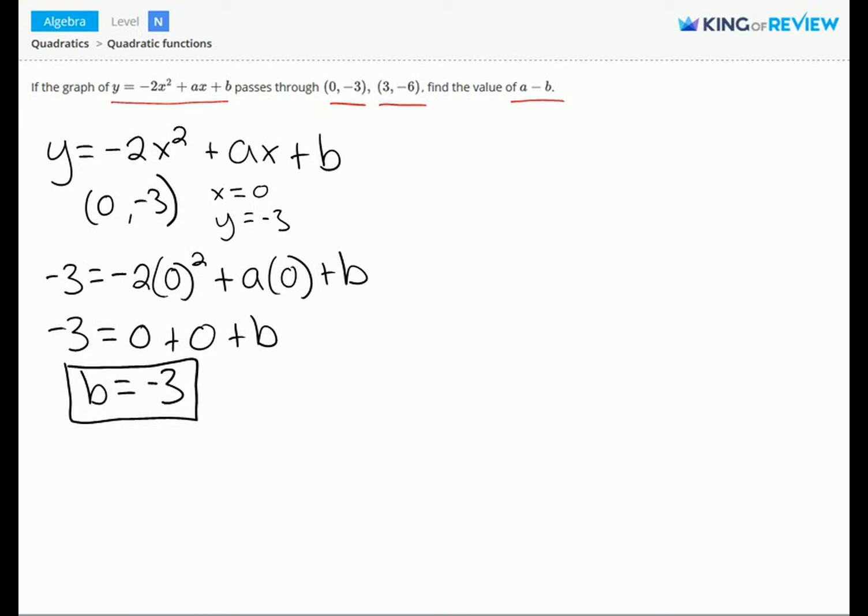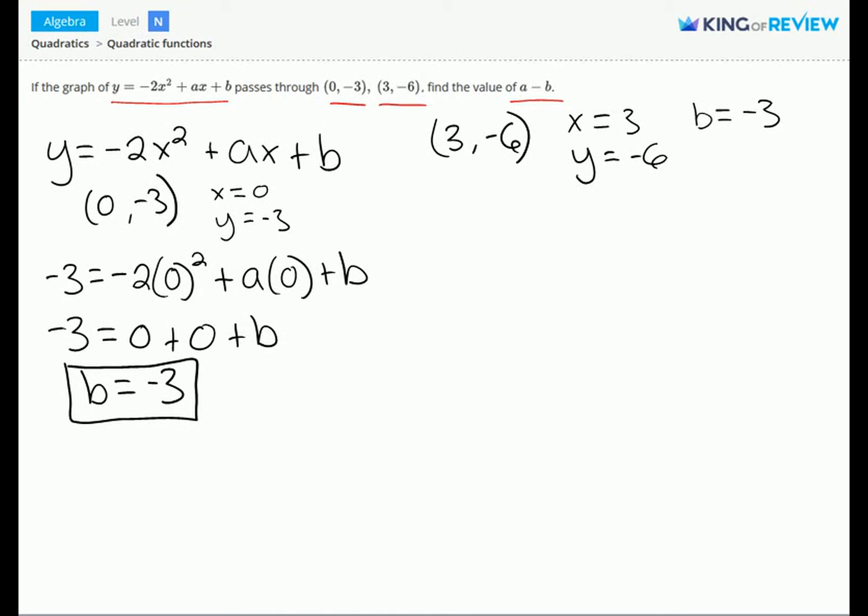The next step is finding out what our a value is. So let's look at the other point we were given, (3, negative 6). So the point (3, negative 6) is a point that lies on our graph. In this case, x is equal to 3 and y is equal to negative 6. Let's plug in these values into our graph equation and include what we know for b. b is equal to negative 3.